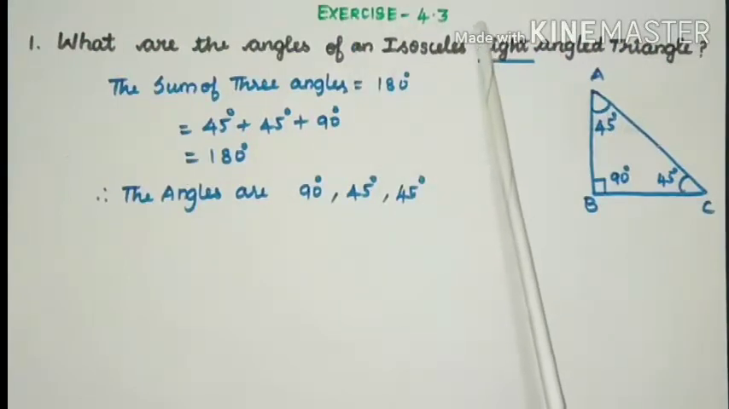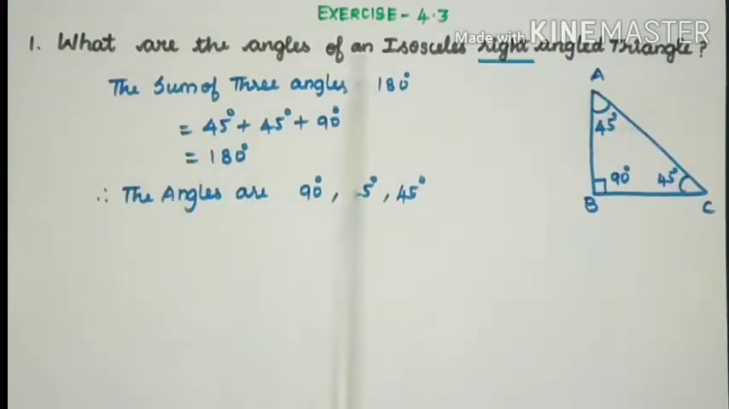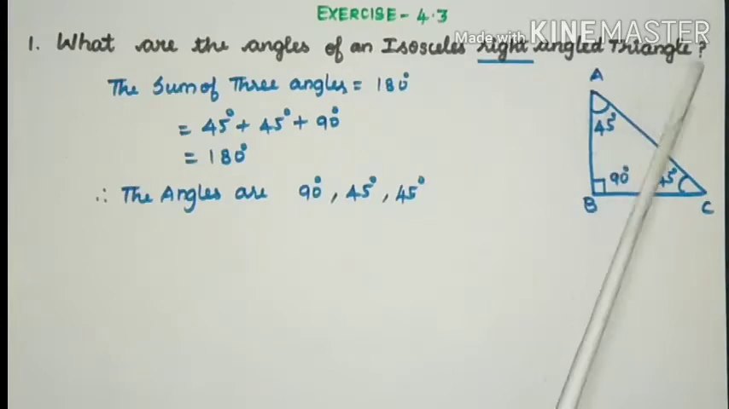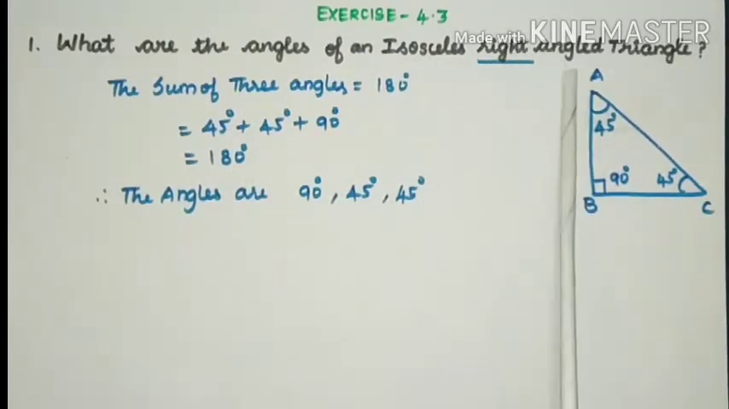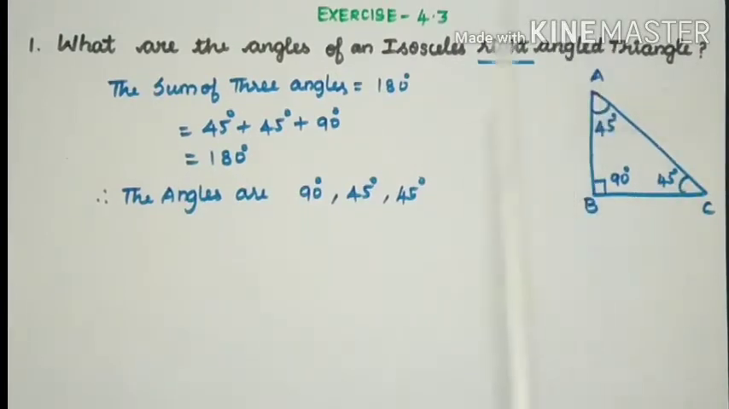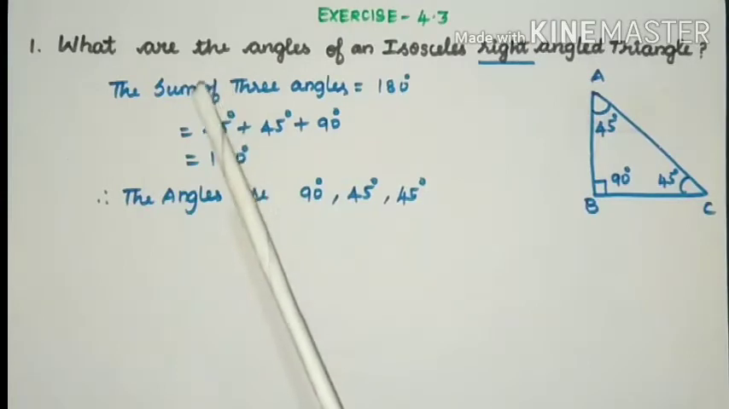Exercise 4.3. First sum. What are the angles of an isosceles right-angled triangle? See here, the given question is about an isosceles right-angled triangle. We have to find the angles of a right-angled triangle. We have to find the three angles.